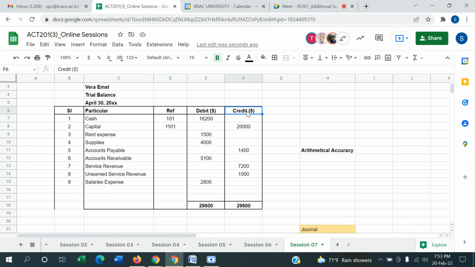And there will be a debit column and a credit column where we will transfer the ending balance of the respective account. If that account shows a debit balance, we will transfer it to the debit column. If it shows a credit balance, we will transfer it to the credit column. After transferring all the balances, we will see that the total amounts of debit and credit are the same. That's how a trial balance is prepared.